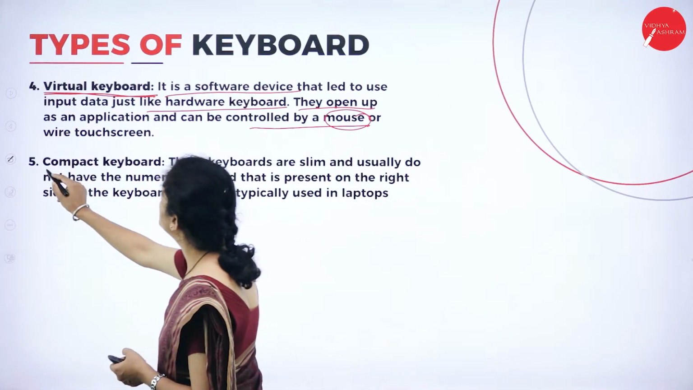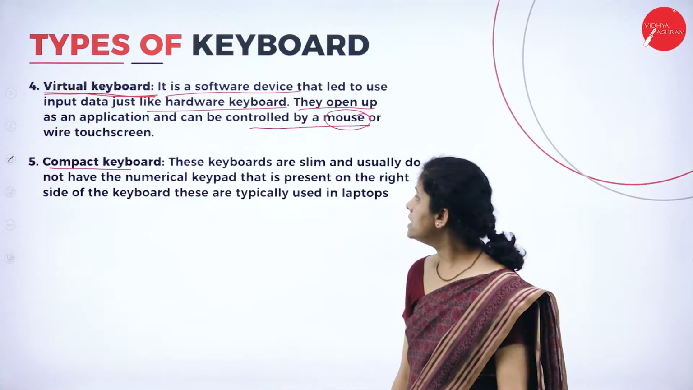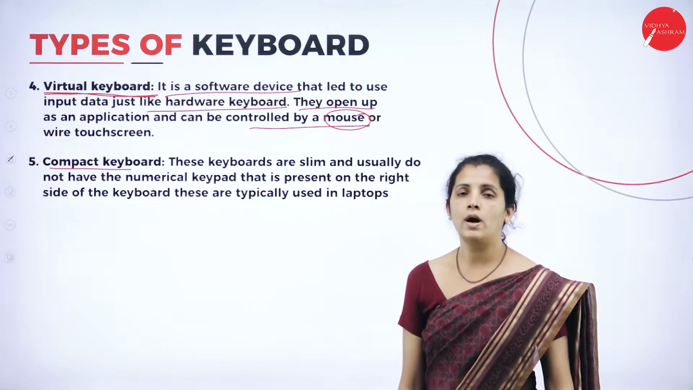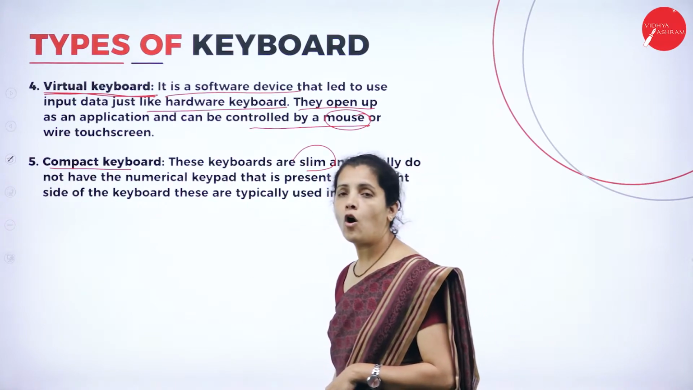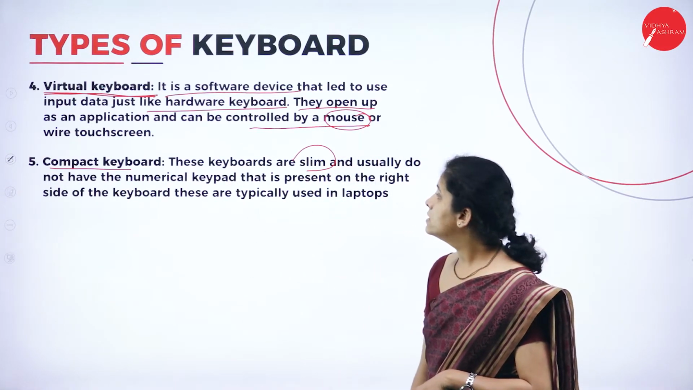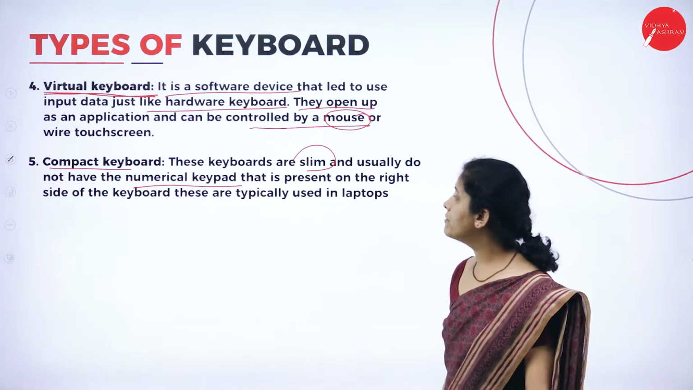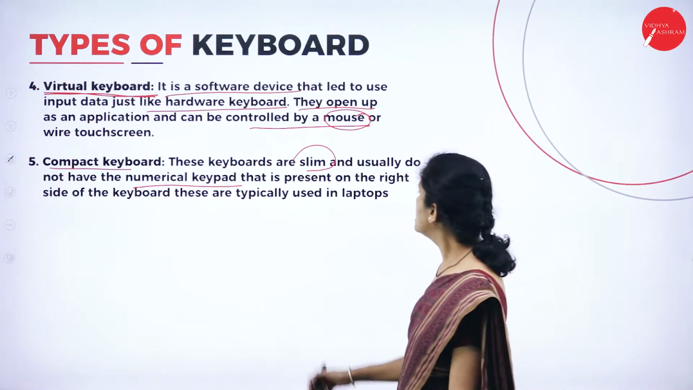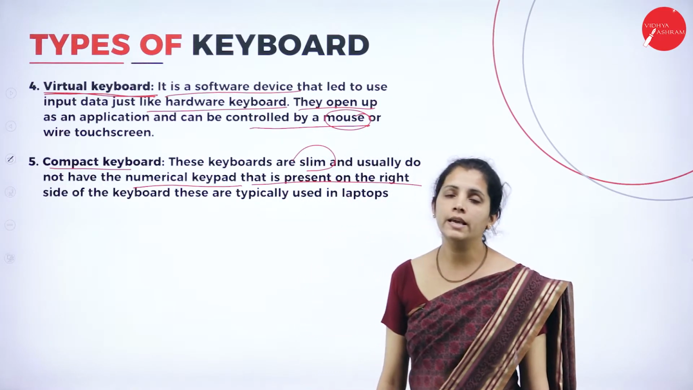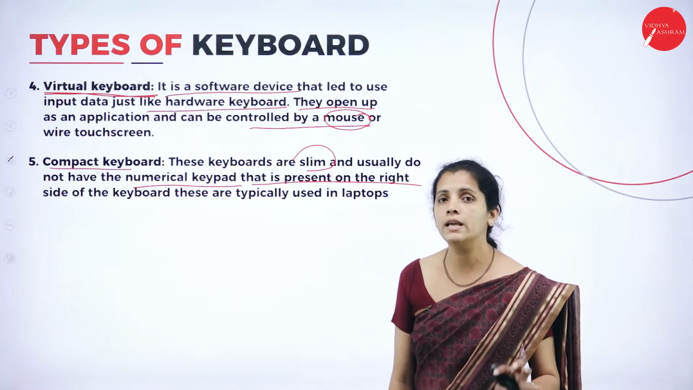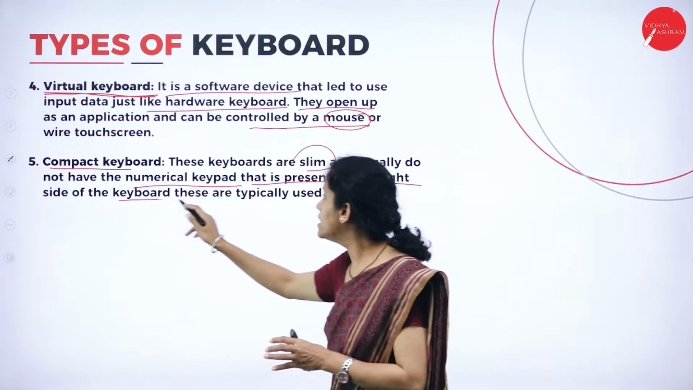Now, the last type here is the compact keyboard. So, what is compact? These keyboards are slim. Whatever slim keyboard I'm going to have, that is known as a compact keyboard. And they don't have a numerical keypad, the one that is present on the right side of the keyboard.